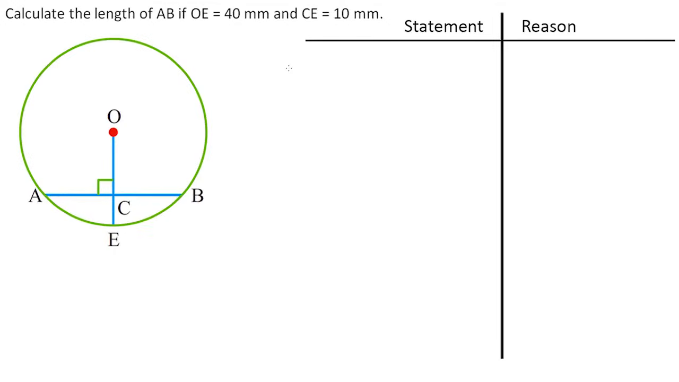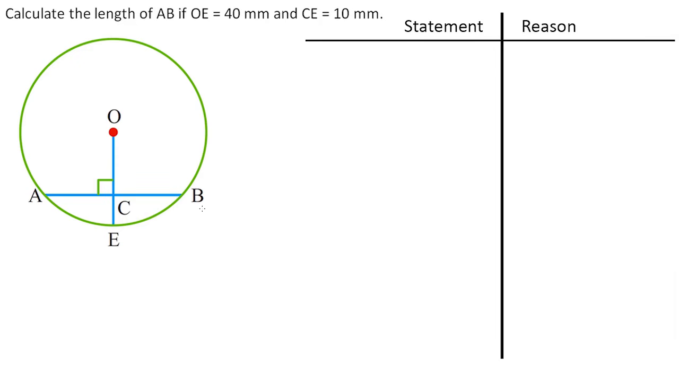Let's consider the following example. The question is as follows. Calculate the length of AB, of which OE is equal to 40 millimeters and CE is equal to 10 millimeters. The first and most important thing is to record that information onto the sketch.